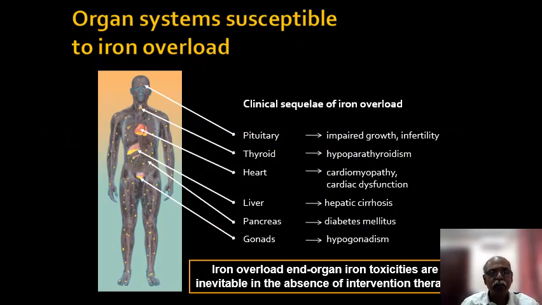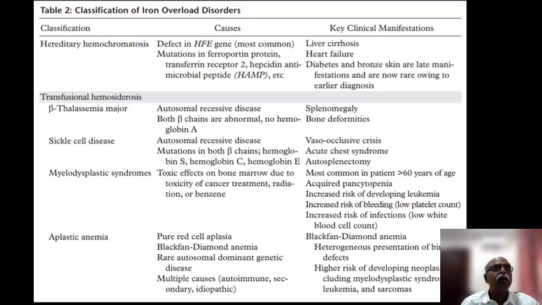What are the organ systems susceptible to general iron overload? Pituitary, thyroid, heart, liver, pancreas, and gonads. All these are affected by iron overload status. Now, how do you classify the iron overload disorders? Hereditary hemochromatosis, because of defective HFE gene.